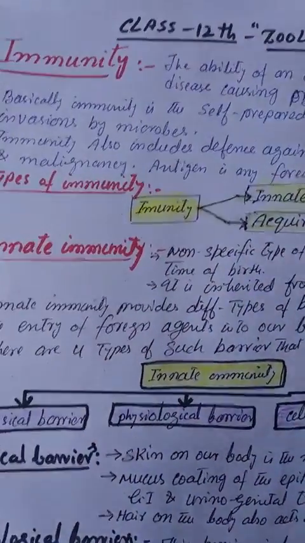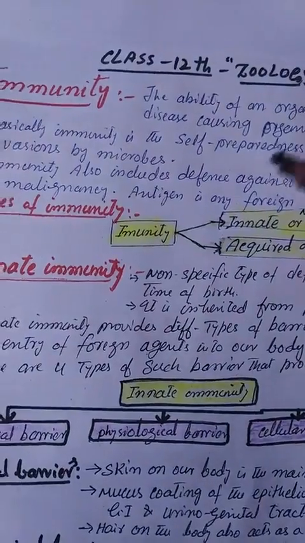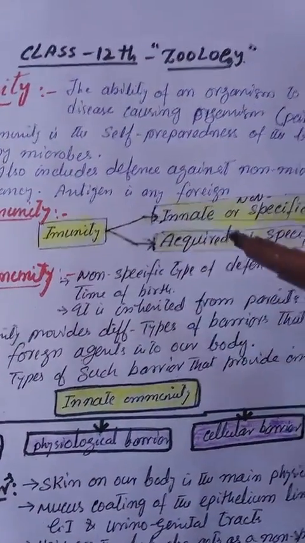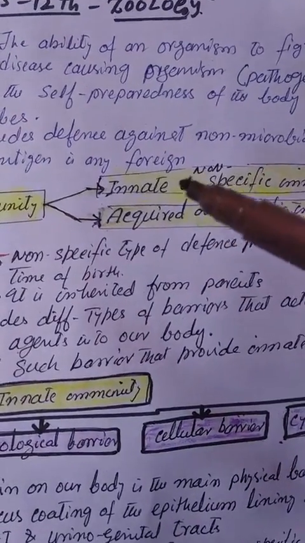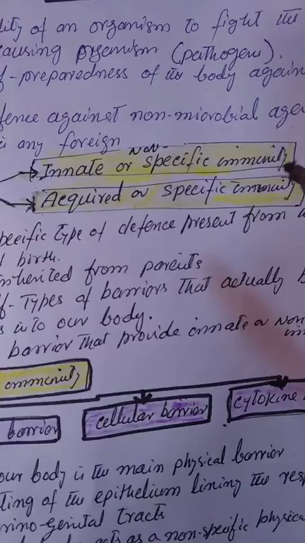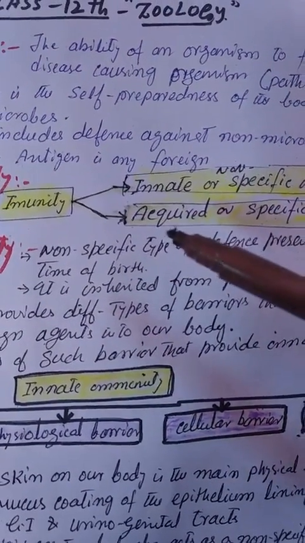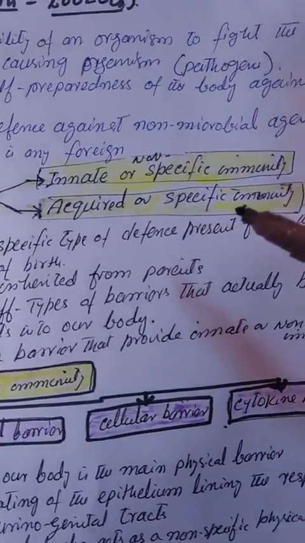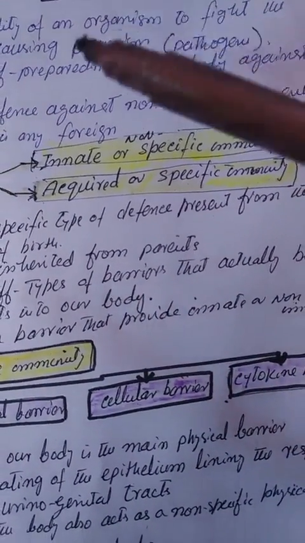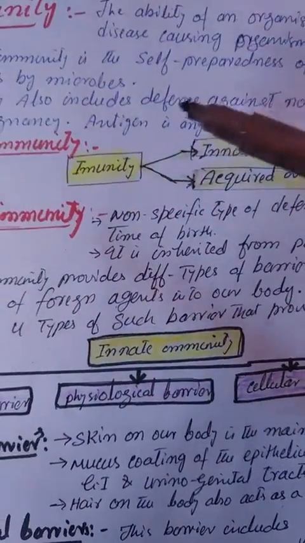Now, the types of immunity. So far as the types of immunity are concerned, immunity is broadly categorized into two types. Number one is innate immunity, also known as non-specific immunity. And the second type is acquired immunity, or specific immunity. Now, first of all, we will discuss innate immunity.